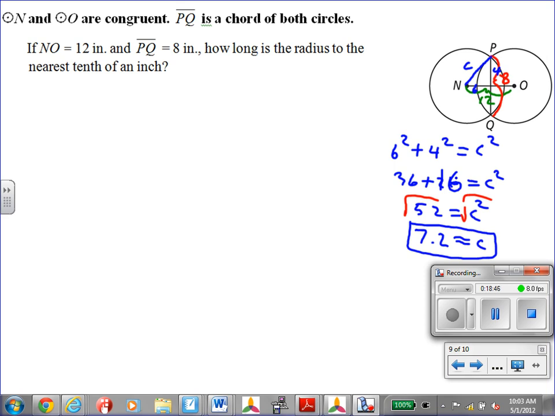A lot of people get lost in all the lines in the middle. You just have to piece together the information you know. We've done a lot of right triangle stuff, and you can also use some of the rules that we learned today.